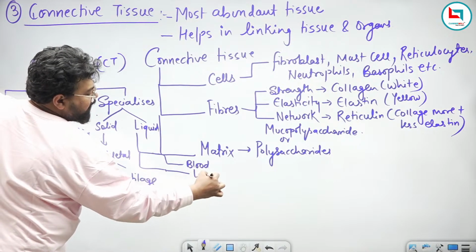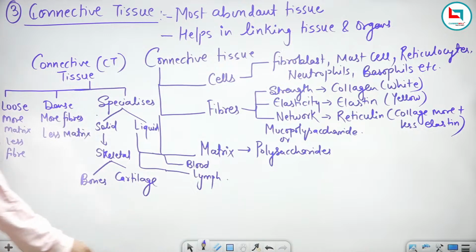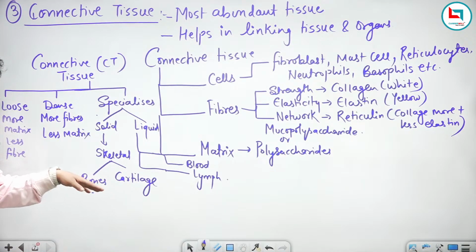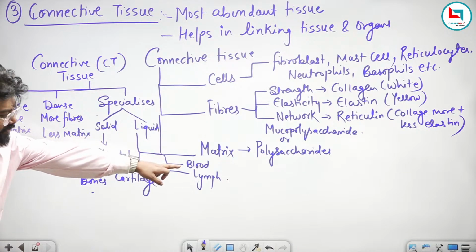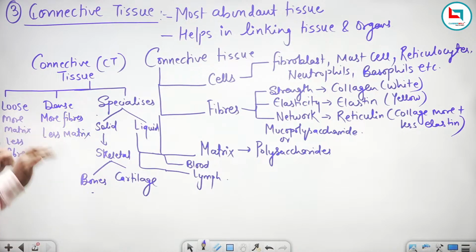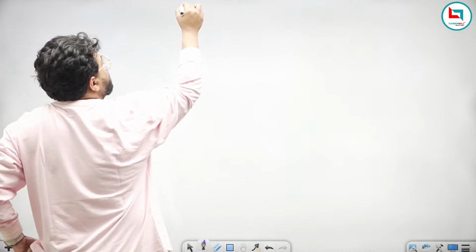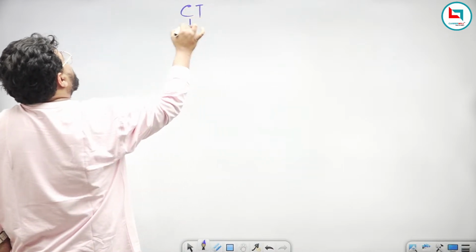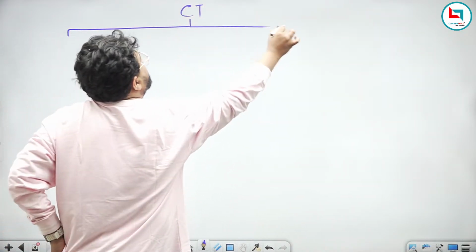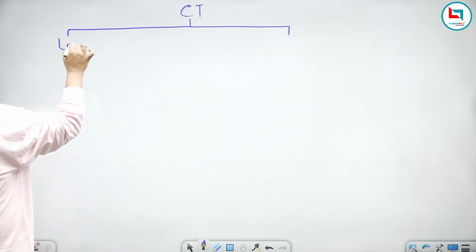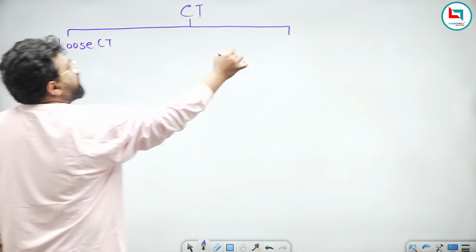So these are the classifications of connective tissue. We will discuss bones and cartilage in the chapter of skeletal system. We will discuss blood and lymph in the chapter of circulatory system. Right now over here we are going to discuss loose and dense connective tissue. We are not going to discuss any specialized connective tissue over here.